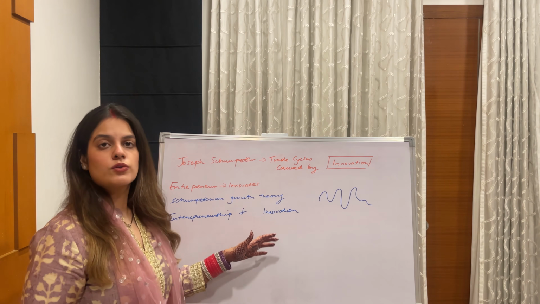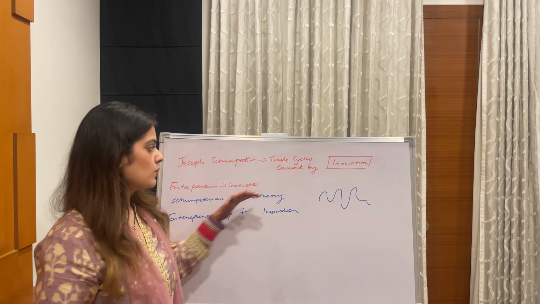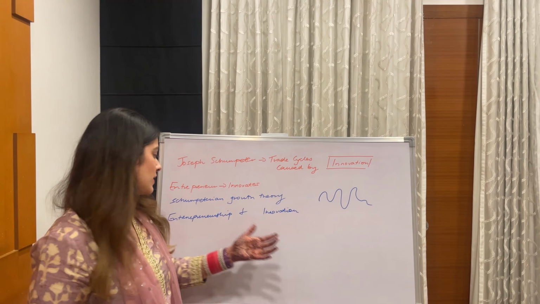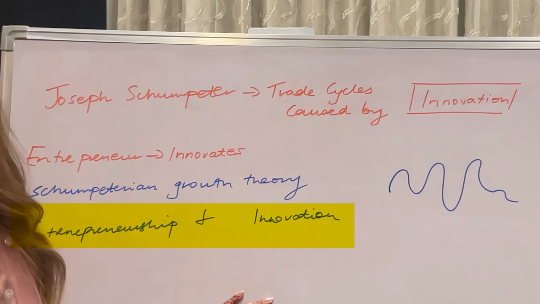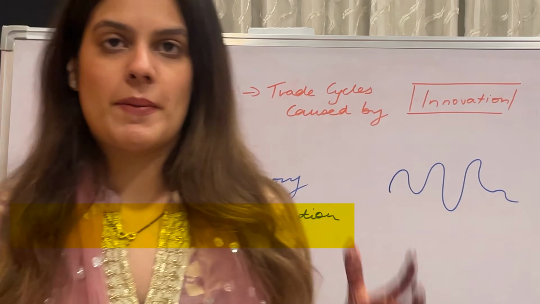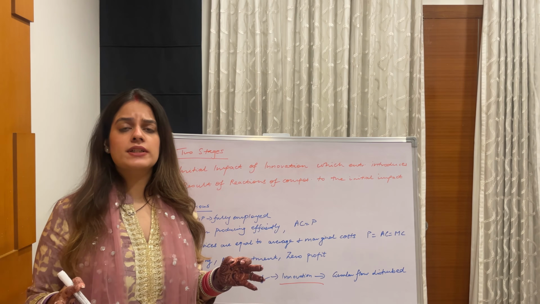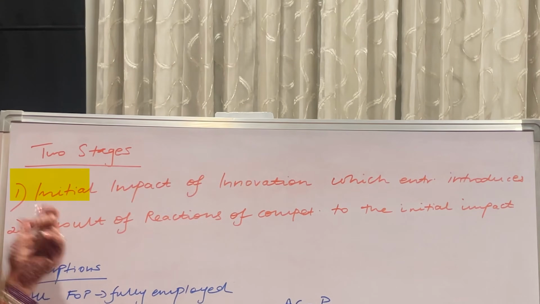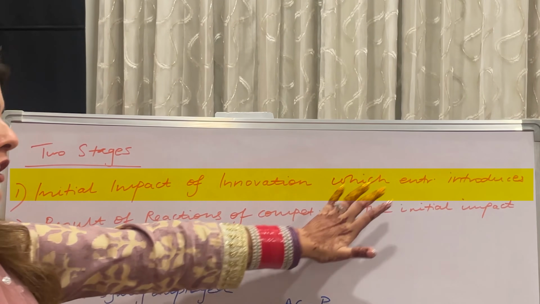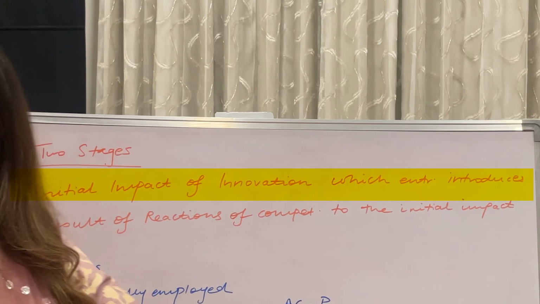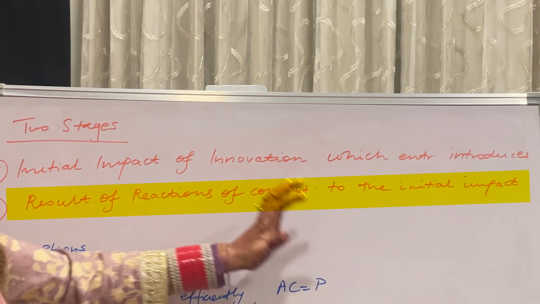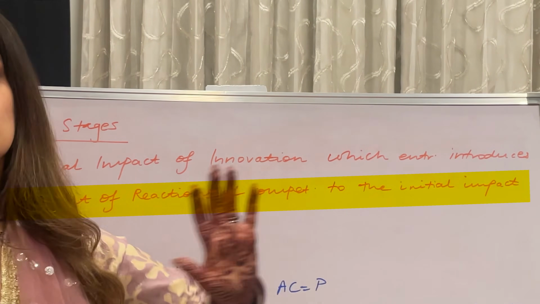Schumpeter's theory is also known as the growth theory, because we are saying that innovation leads to growth. Entrepreneurship and innovation are the two key things which you have to remember in this video. So guys, Schumpeter has said that this theory consists of two stages. The first stage is the initial impact of innovation, which an entrepreneur introduces, and the second is the result of the reactions of the competitors to the initial impact.